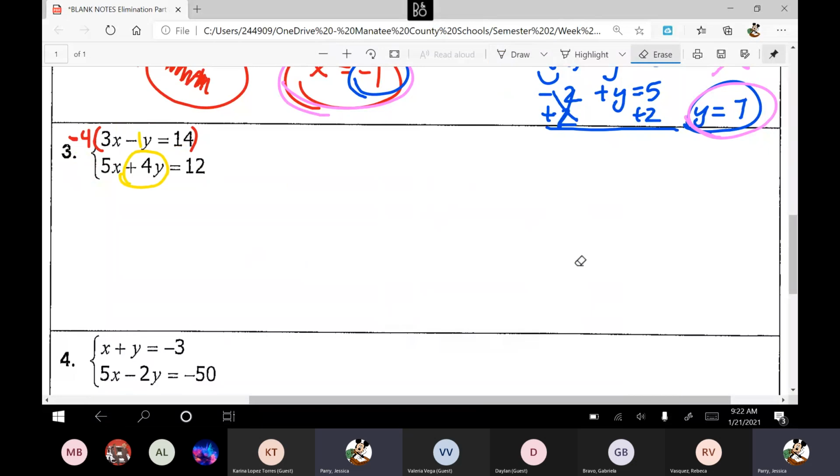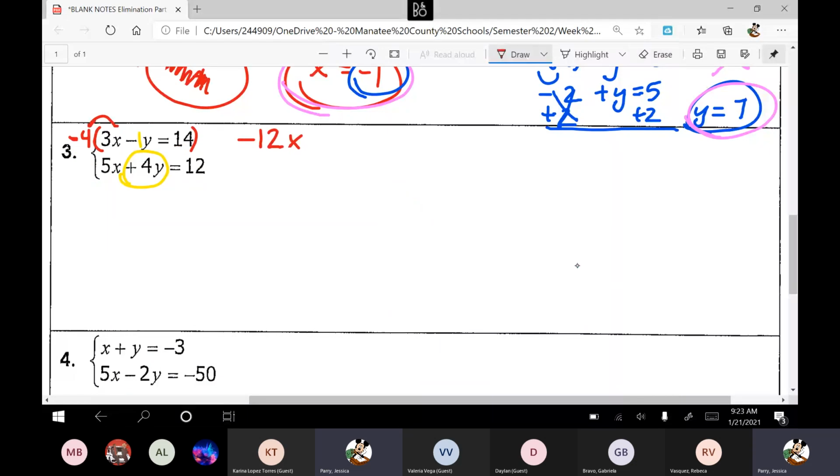Okay, so let's go ahead and distribute negative 4 times 3x. What is negative 4 times positive 3x? Tell me in the chat, please. Negative times a positive is negative, and then 4 times 3 is 12, and then you just put the x right there next to it. And let's keep on going.